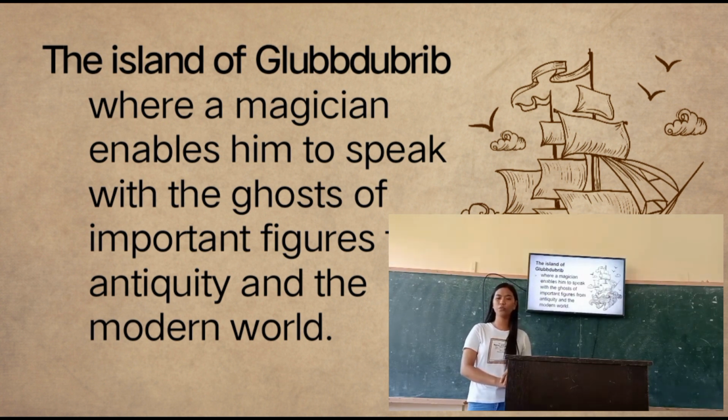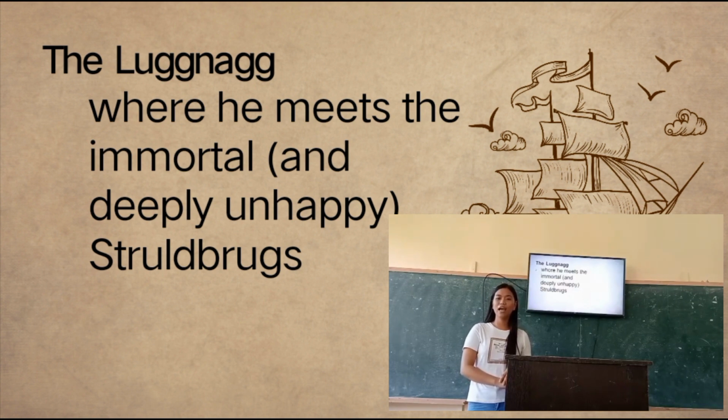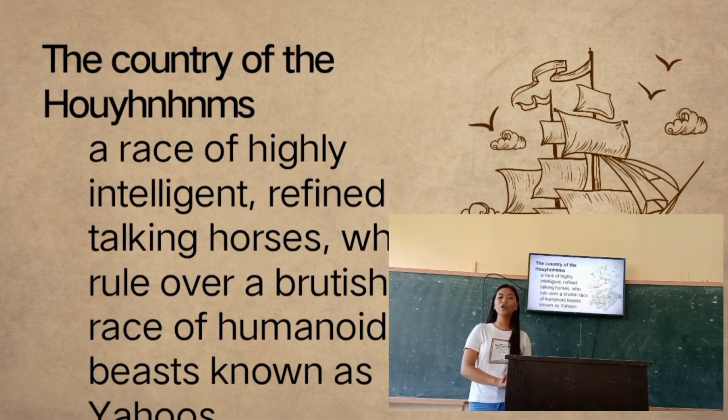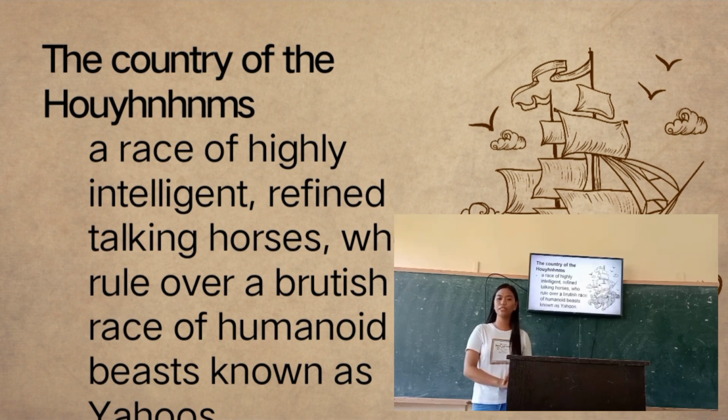Luggnagg, where he meets the immortal and deeply unhappy Struldbrugs. The country of the Houyhnhnms, a race of highly intelligent, refined, talking horses who rule over a brutish race of humanoid beasts known as the Yahoos.